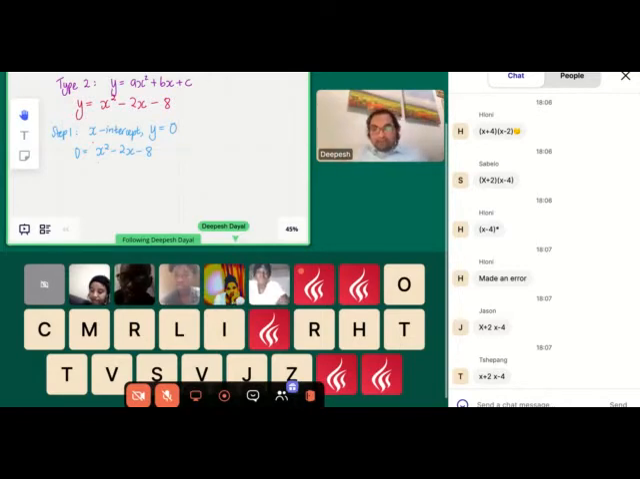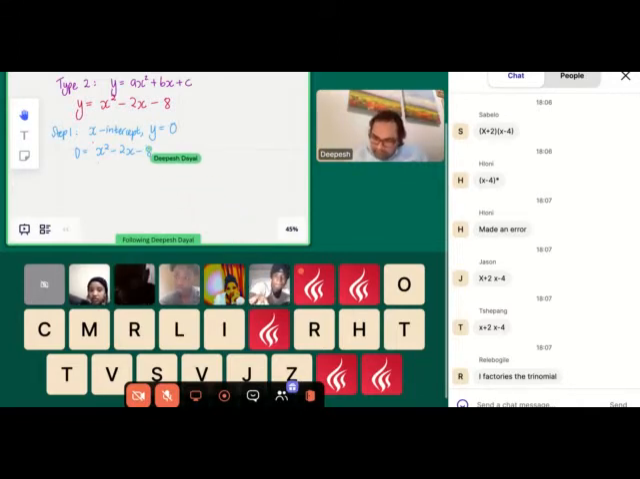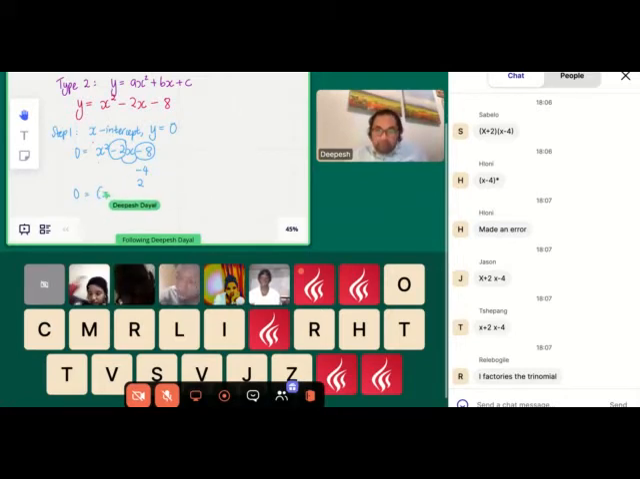Okay, so I'm going to factorize this and we're going to see. Relebohile, thanks for that. We're going to look for two numbers that, when multiplied, give us -8. So that is -4 and 2, because when added, we need to get -2, right? So the two brackets will be 0 equals x minus 4 and x plus 2. So that is our answer, x minus 4, x plus 2.